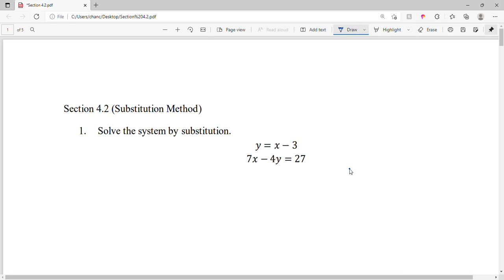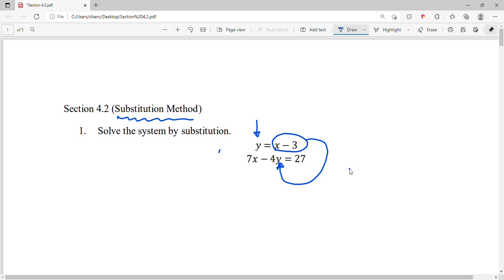Let's look at section 4.2, the substitution method. In the substitution method, the idea is to take one variable and plug it into the other. Notice in example 1, the y is already solved. It is equal to x minus 3. And the idea is I'm going to take this and plug it into the second equation.